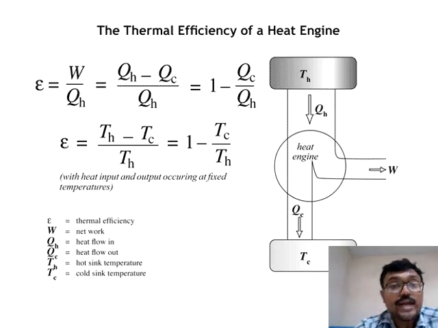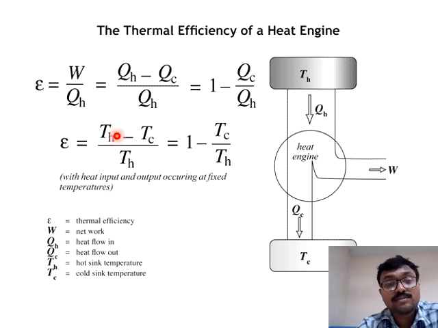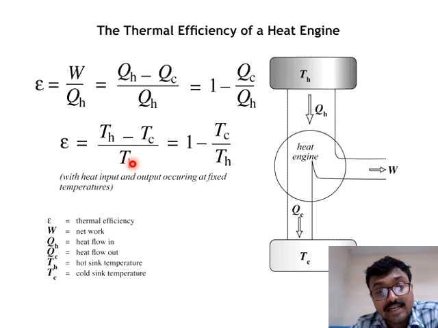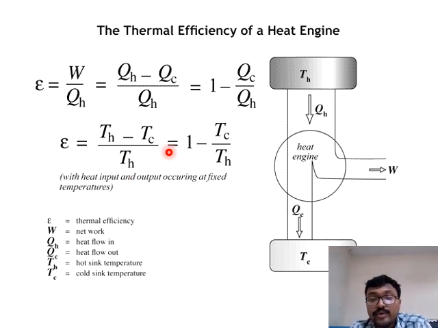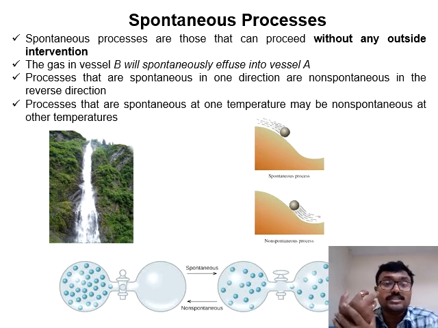Now we can calculate the efficiency of a heat engine by this equation, that is (TH minus TC) divided by TH. Using that equation, we can calculate the efficiency of a heat engine. Next one, what is a spontaneous process?